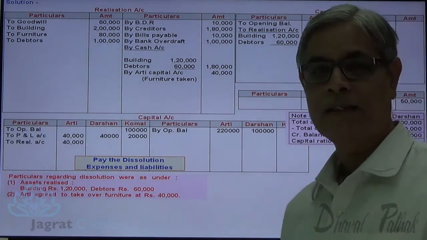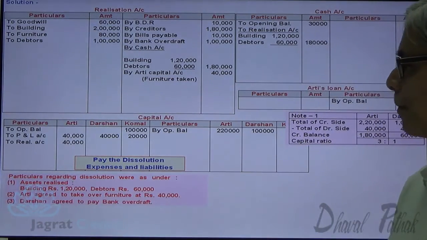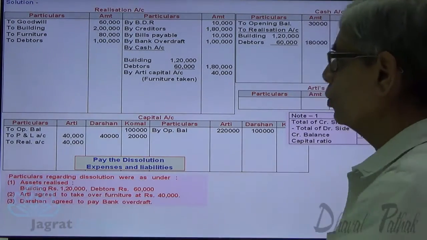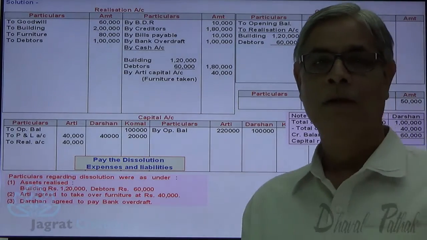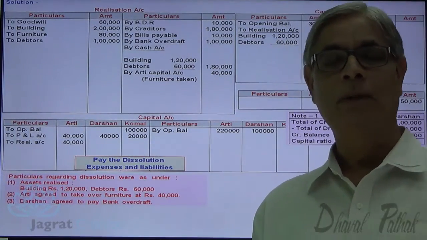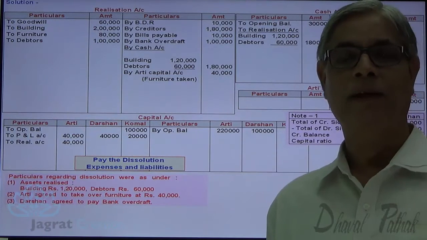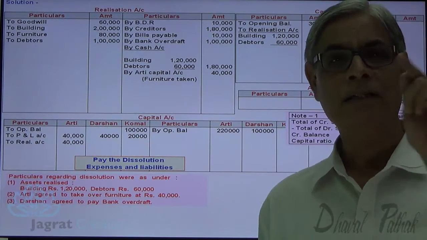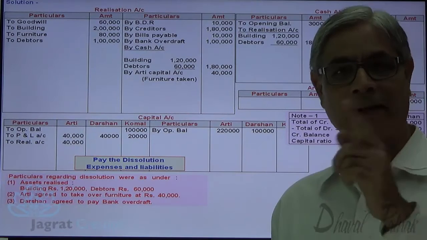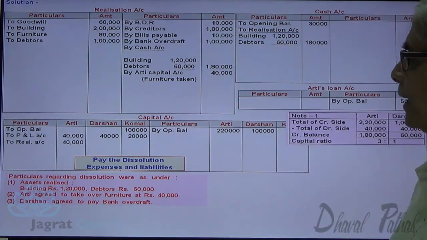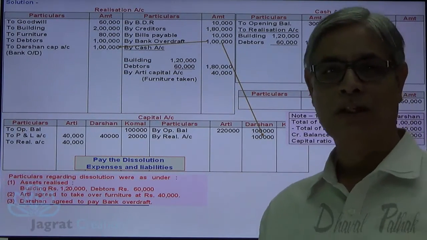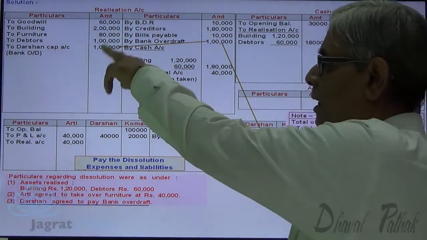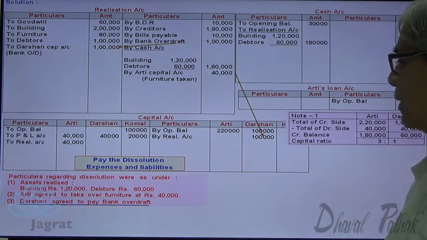Pay dissolution expenses and liabilities. Darshan agreed to pay the bank overdraft. Bank overdraft is 1 lakh. Darshan committed to pay. When a partner assumes the obligation, the partner commits to pay the liability of the firm. Partner is the giver to the firm. Credit the giver. So Darshan's capital account is to be credited and realization account gets debited, because Darshan committed to pay the bank overdraft. Journal entry: realization account debit to Darshan's capital account credit.